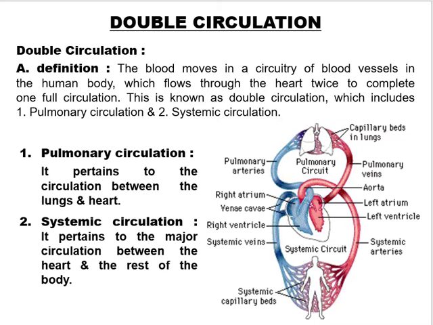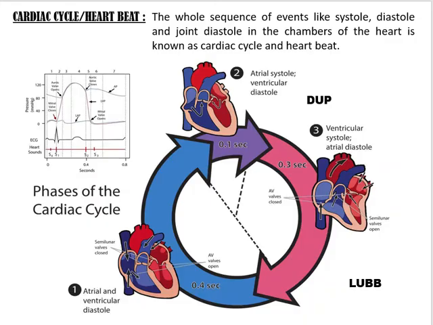Both the chambers, now you have understood that both the chambers contract together, that is, both the auricles contract together and relax together, both the ventricles contract and relax together. The contraction phase is known as systole and the relaxation phase is known as diastole. Now let us understand this whole sequence of events, systole and diastole, and a joint diastole, where all the chambers of the heart are in a relaxed phase. And this is known as the cardiac cycle, the heartbeat.